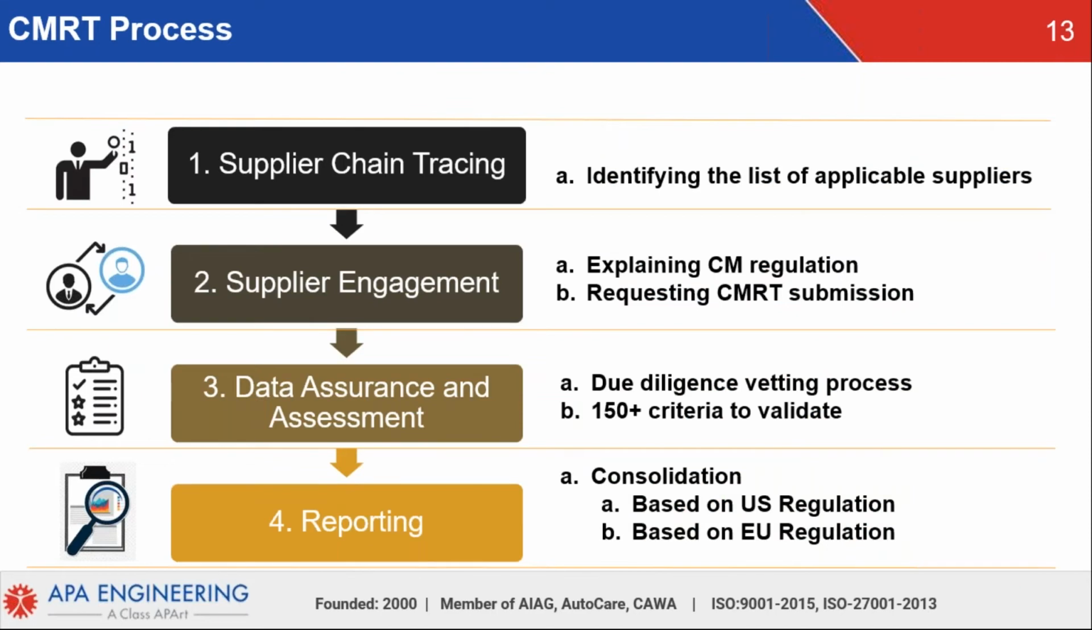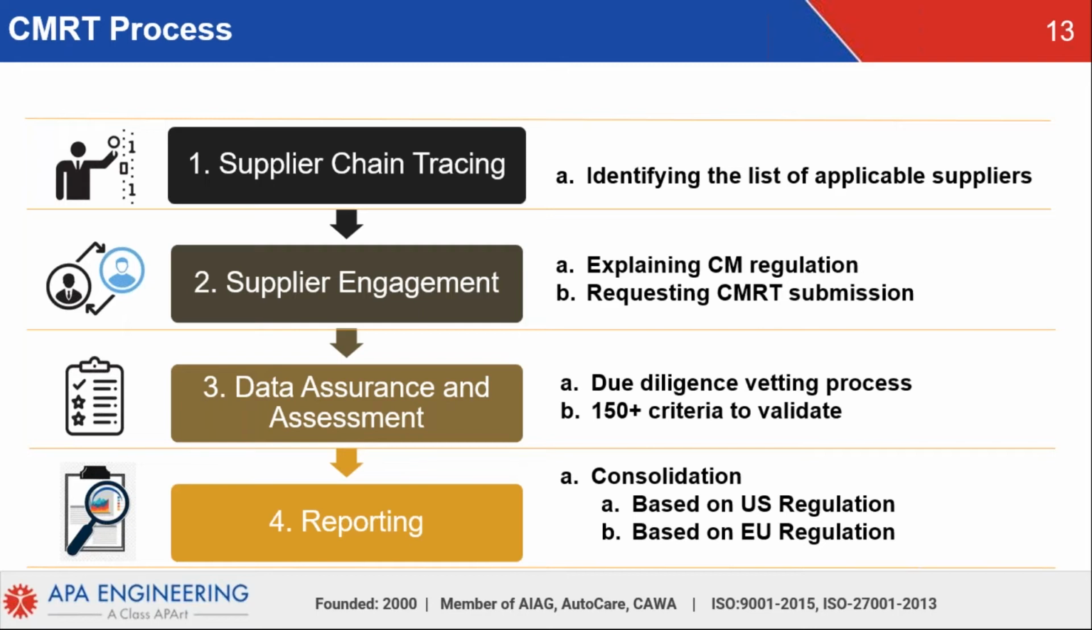While the due diligence as per the OECD is an elaborate process, here we try to compile it in 4 different steps. Step 1 is supply chain tracing. The company has to identify the list of products and their respective suppliers from where you suspect the 3TG may be present. And step 2 is supplier liaison or engagement. This involves requesting your suppliers for the CMRT and giving them a helping hand if they have any questions.